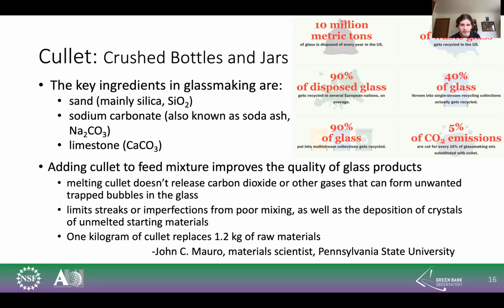It's also found that 1 kilogram of cullet can replace 1.2 kilograms of the raw material. So that means not only are you replacing the use of raw materials with already processed glass, but you're actually reducing the amount of waste materials in the production process.